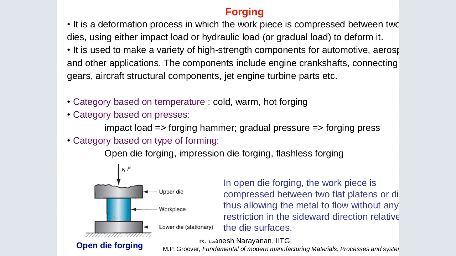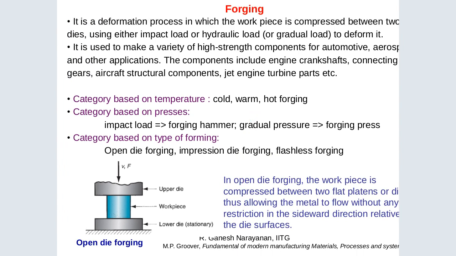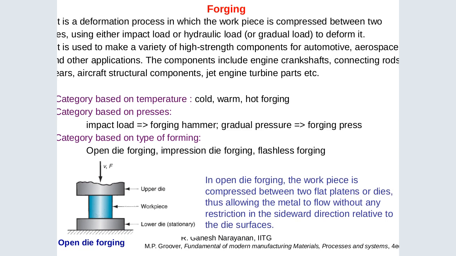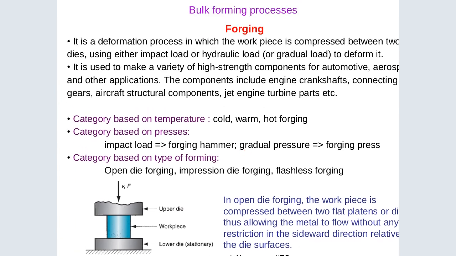And categories based on the type of forming. Now we can have an open die forging like this one, where we have an upper die and a lower die. Then impression die forging, we'll look at them, and the flashless forging. These things are very important because they will appear in your exam. You'll be told to give the classifications of the bulk forging processes.